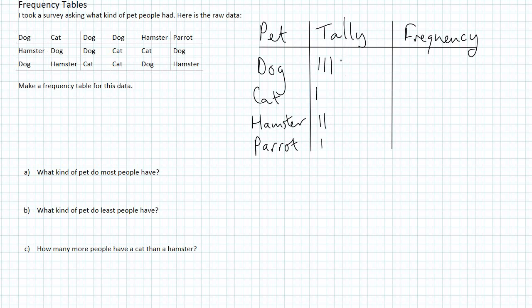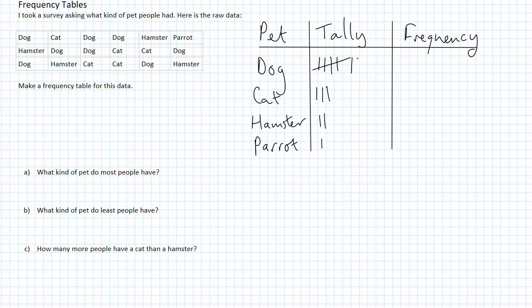Back to hamster, onto the next line now, and dog, dog. And when I get to 5, remember I do 1, 2, 3, 4, and then strike across so I can count up in 5s. Okay. So now I've got 2 more cats, cat, cat, and then another dog. And that's the second line done.